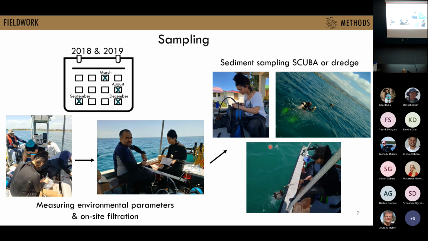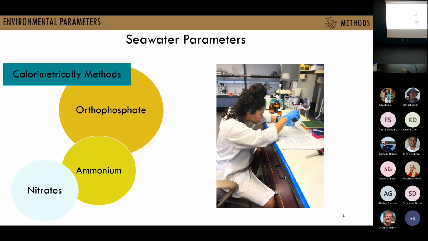This was a 2-year-long project, so we have data from 2018 and 2019 as well. And to have data that represent the wet and also dry seasons, we collected samples in March, August, September, and also December. So going back to the lab, I measured nutrients, orthophosphate and ammonium, using mainly colorimetric methods.